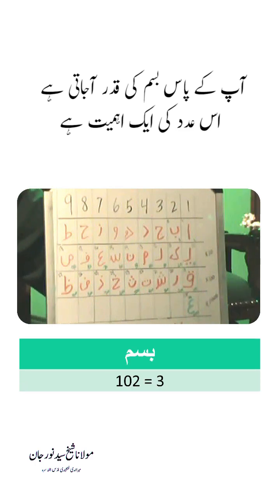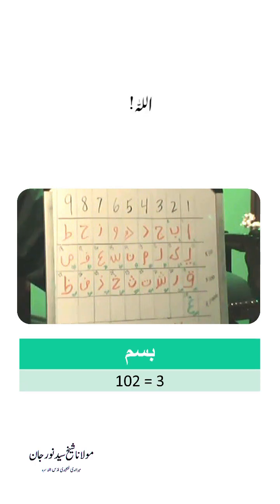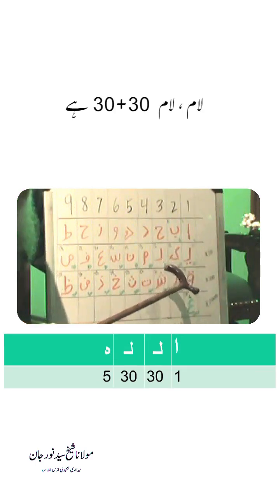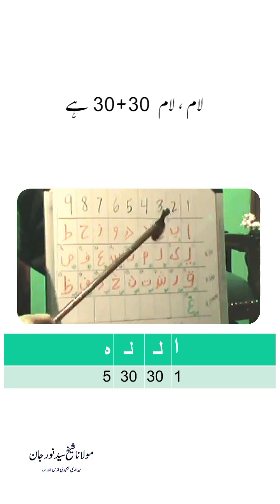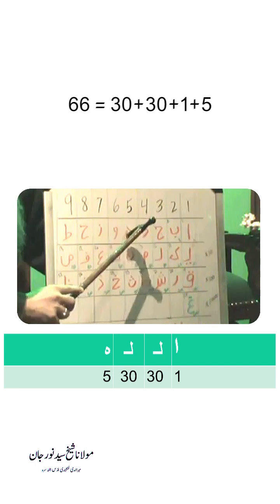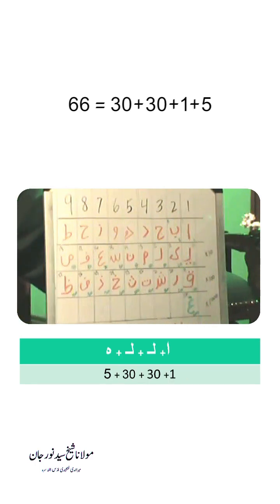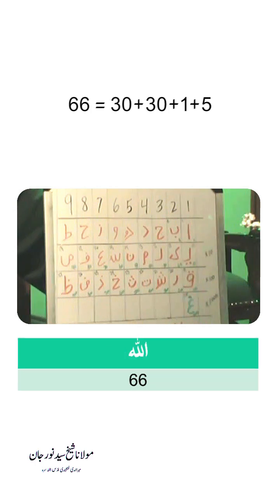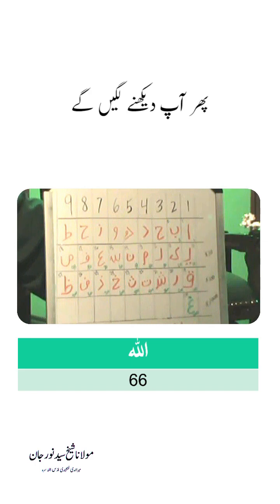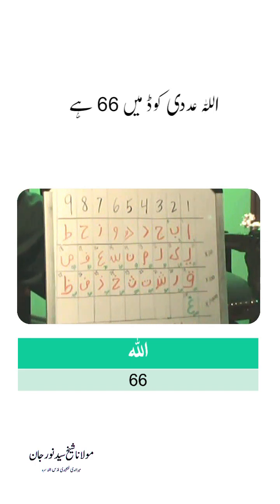That number then has its importance. Allah is the alif, 1, lam, 30, 30, ha, 5. 30, 30, 60, 5 and 1, 6, 66. So it means that when we begin to understand just some basic letters and their coding, then you begin to see Allah in numeric code is 66.